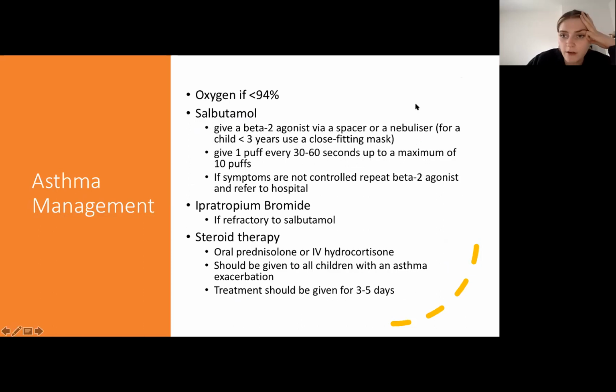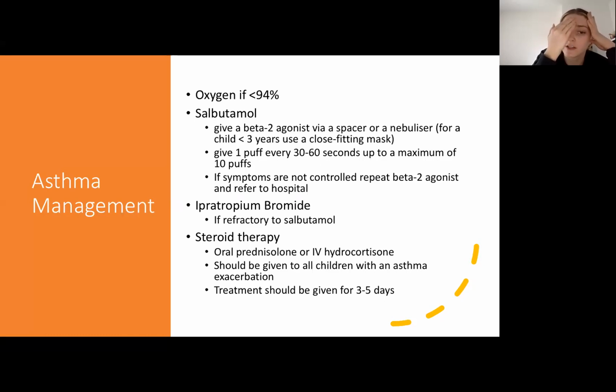In terms of management, oxygen if their SATs are less than 94%. Salbutamol, you can give this through a nebulizer or a spacer. In A&E, they will probably give it through a nebulizer, unless the child is not happy to have a mask on their face and is really kicking up a fuss. I know they say using a close-fitting mask, but you can use a spacer if the child's comfortable with that. A puff every 30 to 60 seconds, up to a maximum of 10 puffs. If they're not controlled, repeat and return to hospital.